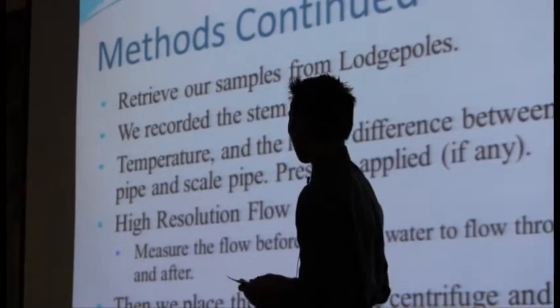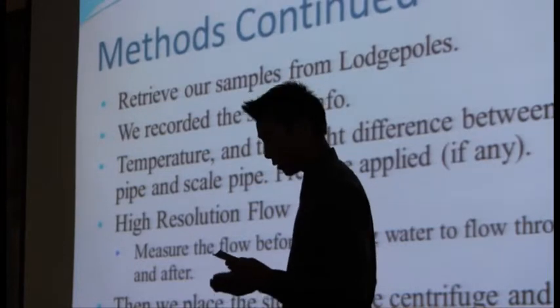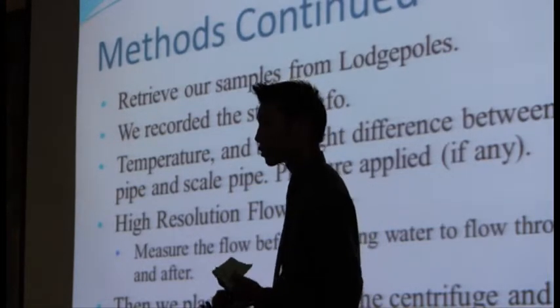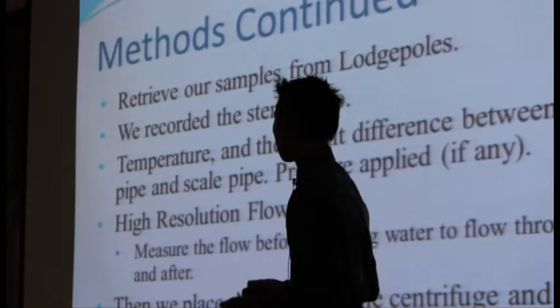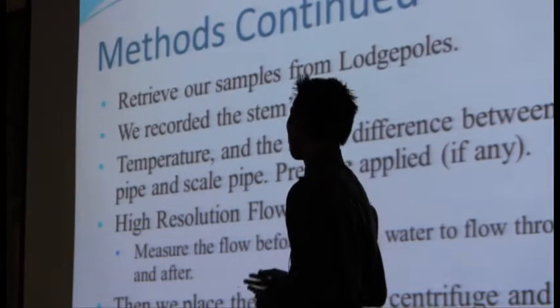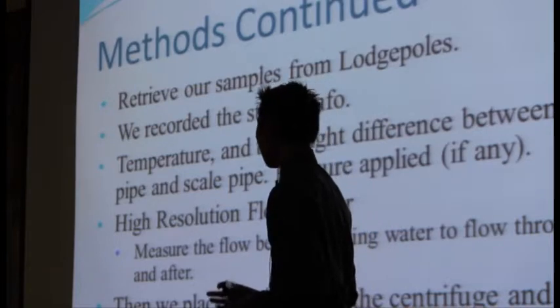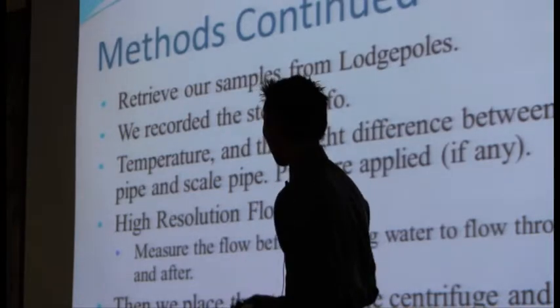We then use the high resolution flow meter, and what that does is it allows water to flow through a certain sample. It's also called a hydraulic system because it measures the flow before allowing water to flow through, during, and after.